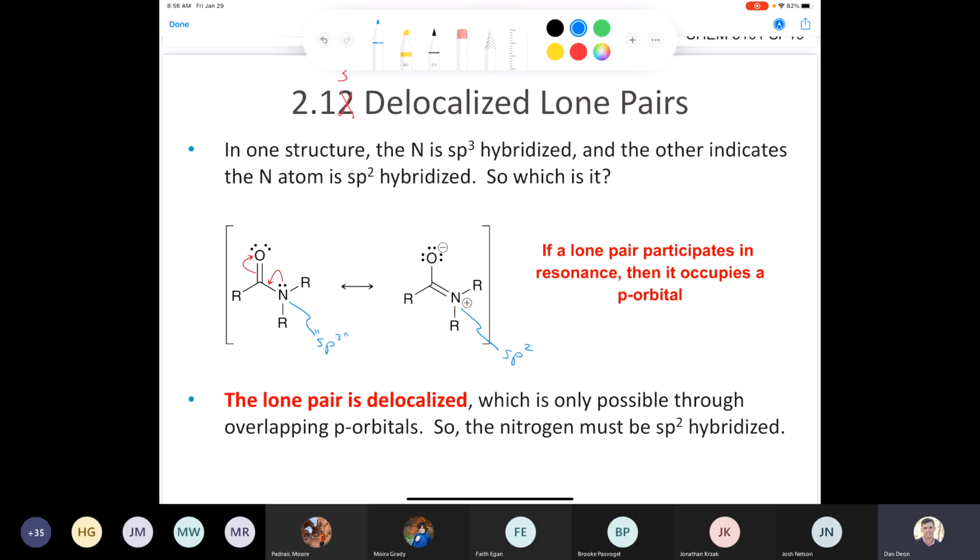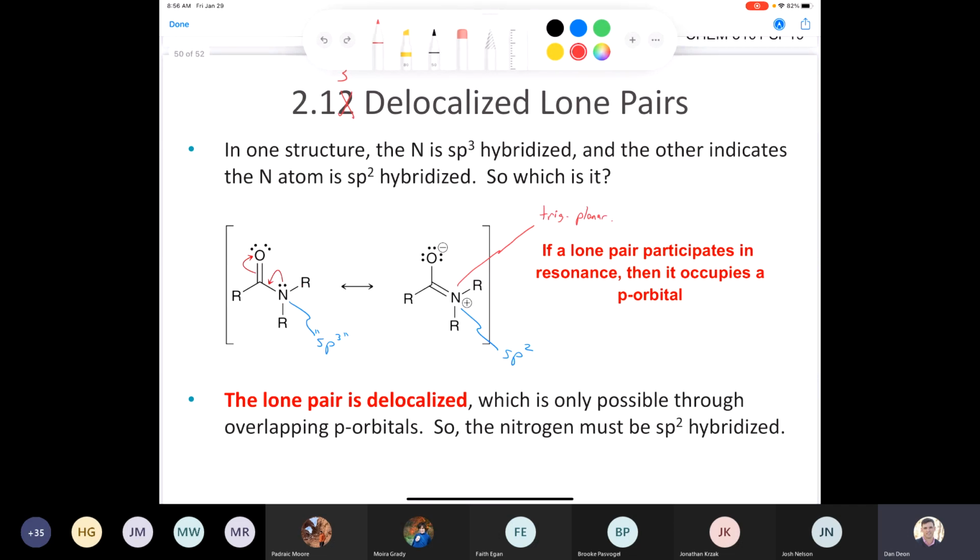Well, the answer is, in order for that lone pair to be delocalized, the nitrogen would have to be sp2 hybridized, wouldn't it? It would have to have an unhybridized p orbital. And so the answer is the nitrogen must be sp2 hybridized. And in fact, the molecular geometry of that nitrogen is trigonal planar. So trigonal planar. Now this is where chemistry can get confusing sometimes, but if you look at this, you'd say, hey man, it's tetrahedral, but it's not.